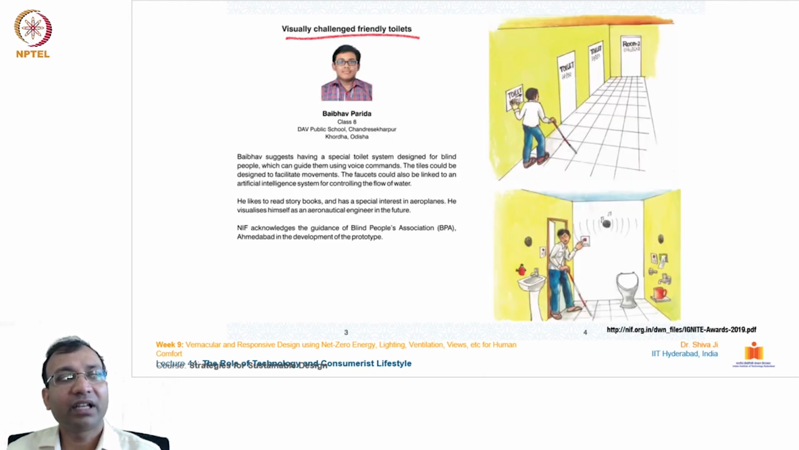Further, we have this second example from Vaibhav Parida. He's a student of class 8, again from Odisha, and he has designed visually challenged friendly toilets, to facilitate toilets for people who are visually challenged. So a system guided by sound. As simple as that, he has used this technique to guide our visually challenged friends, so that they can be guided in a public toilet area, just based on this system.